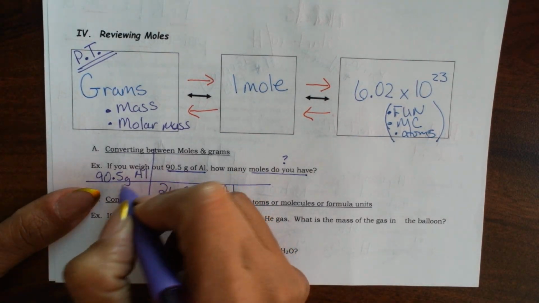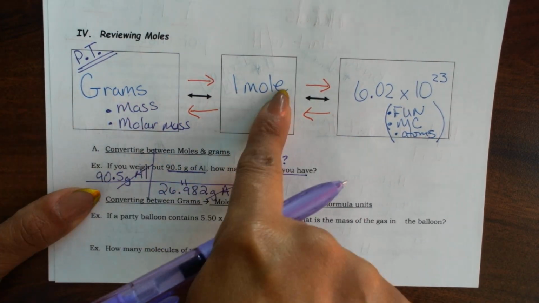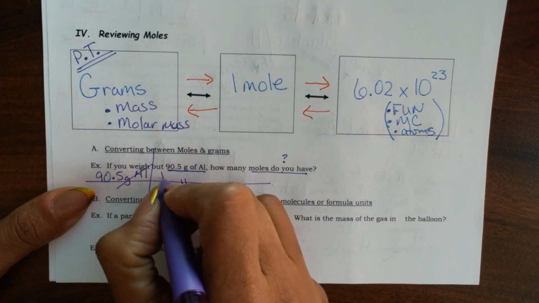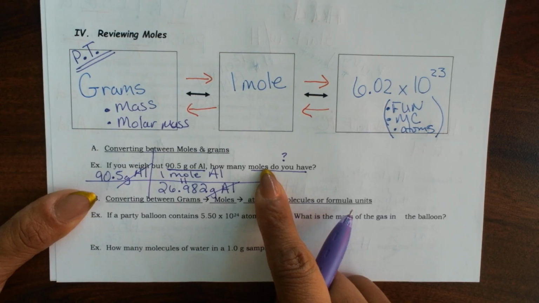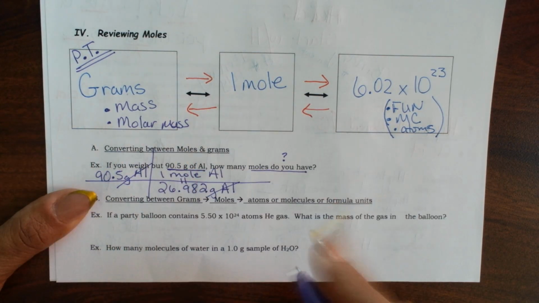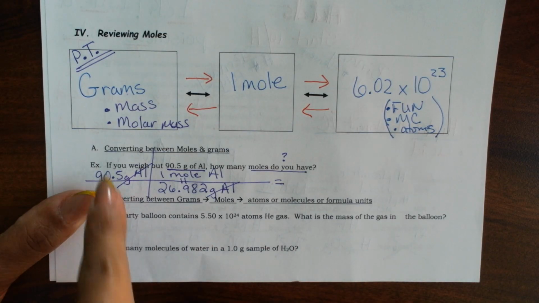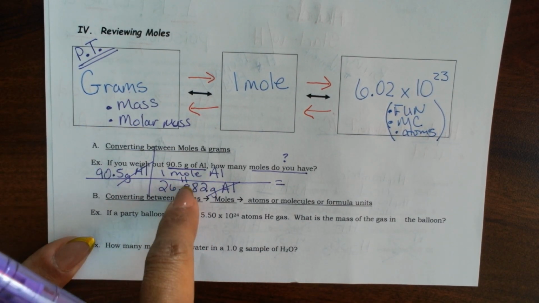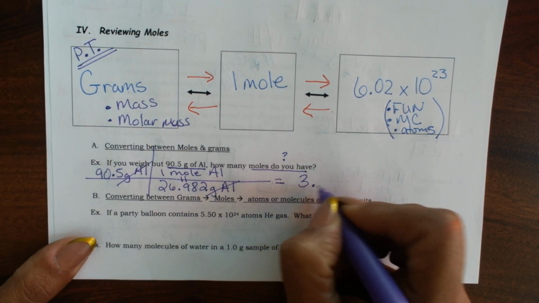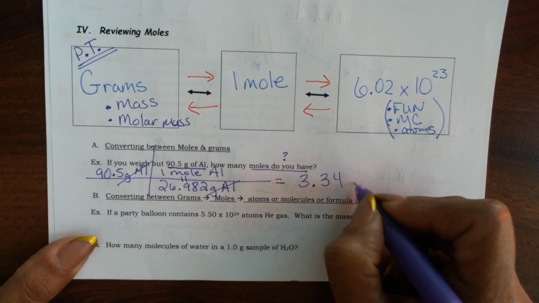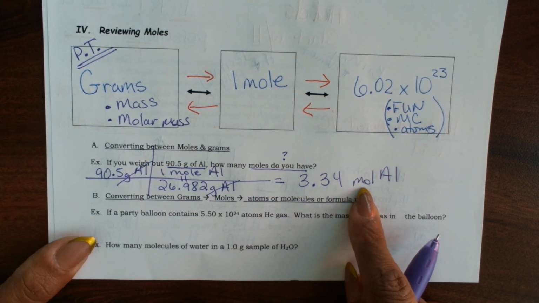Now, these grams cancel out. What does grams equal? I agree, 1 mole of aluminum. And I want to get to moles, so I do not have to go any further. I stop. I'm going to put an equal sign and do the math. Everything at the top gets multiplied, everything at the bottom gets multiplied, then divide it. You should get 3.34 moles of aluminum. Your SI unit is moles of aluminum.